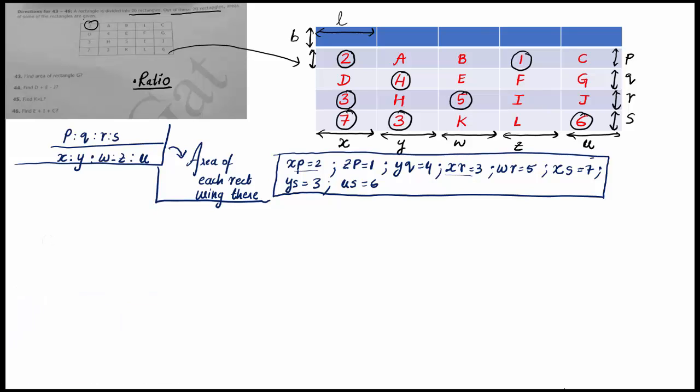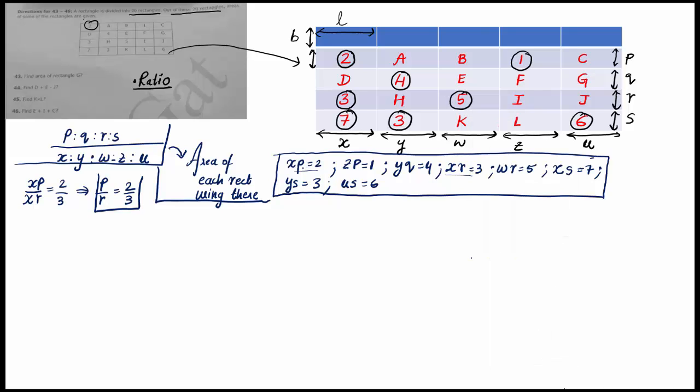So xp is equal to 3 and xr is equal to 3. So xp by xr is equal to 2 by 3, which means P by R is equal to 2 by 3, isn't it? Similarly, I'll be finding the values of other stuff as well. xp is equal to 2, xr is equal to 3. So I'm done with one ratio.